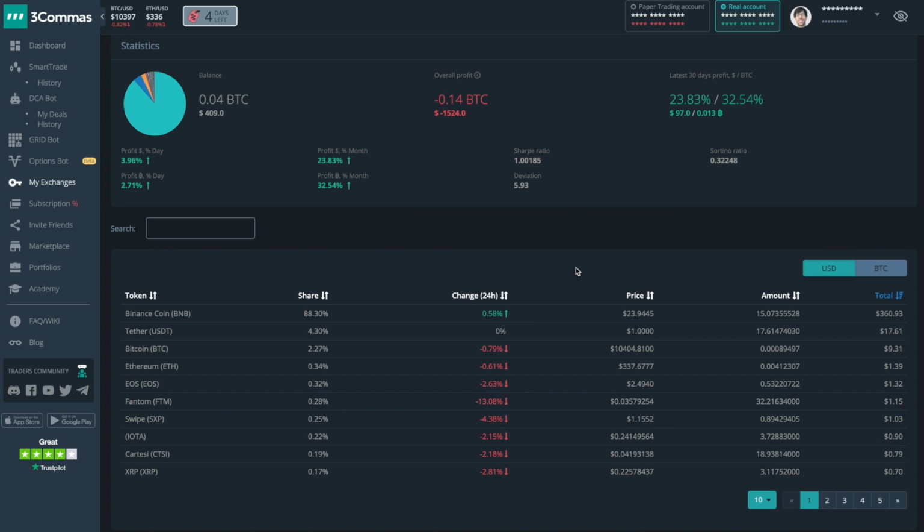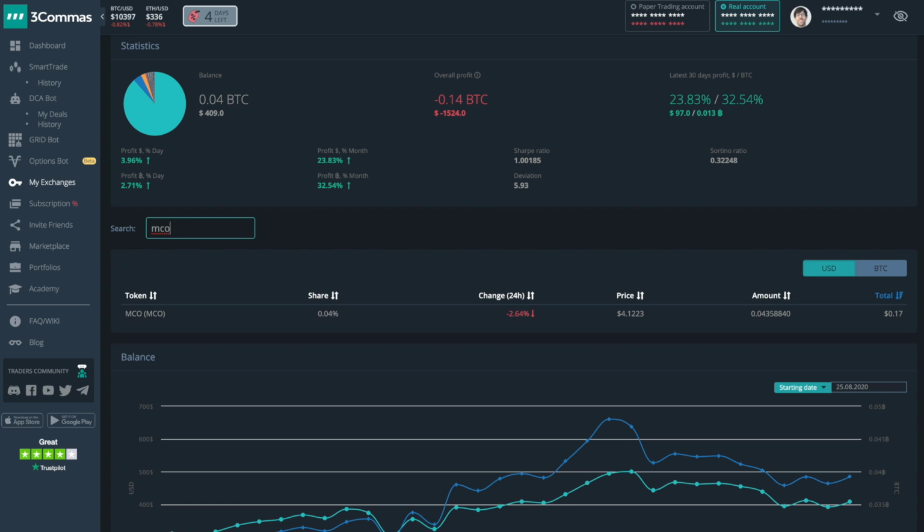So down below, before I do that, you can also search for coins. You can find out, do I have any MCO? Oh, I do have CryptoCon, but I only have 0.17 USD worth of it. So it's not very beneficial right now. So you can search for the coins that you have.